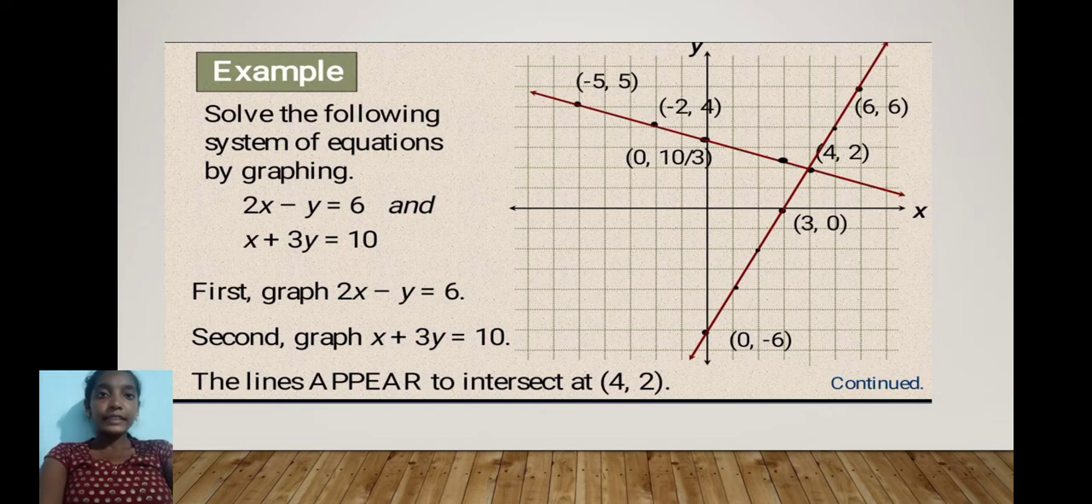So here there is an example. The question is solve the following system of equations by graphing. The first equation is 2x - y = 6 and the second is x + 3y = 10. The first equation in the graph is 2x - y = 6 and the second equation of a graph is x + 3y = 10. The lines appear to intersect at (4, 2), so we can see in the graph it intersects at (4, 2).